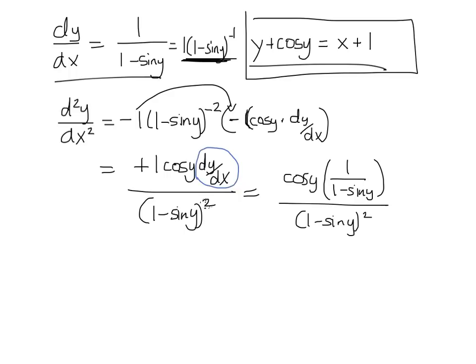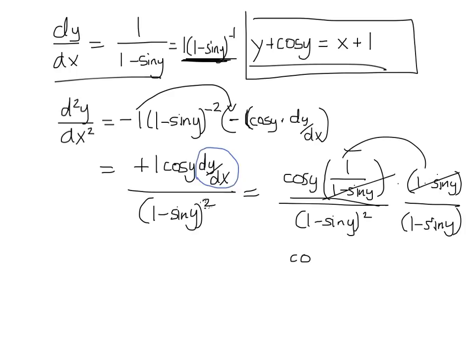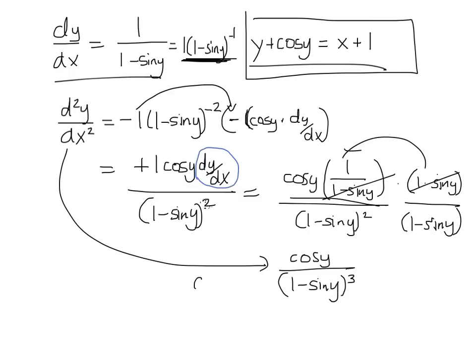Now, I don't want to leave that fraction on top, so I'm going to multiply by 1 minus sine y just to get rid of it. And then what I do at the top, I have to do the bottom. That's why I said cubed a second ago, I'm getting ahead of myself. When I multiply here, since this is all multiplied together, this is just going to cancel. I'm going to be left with cosine y over here. We're going to get 1 minus sine y to the third. And that is going to be your second derivative, d squared y over dx squared.